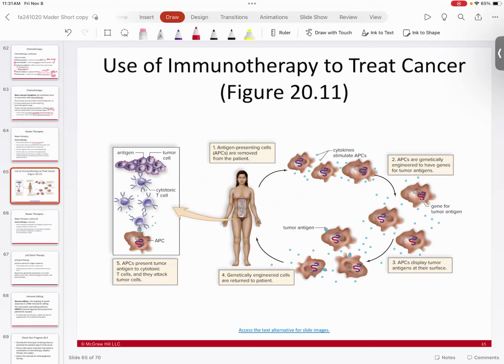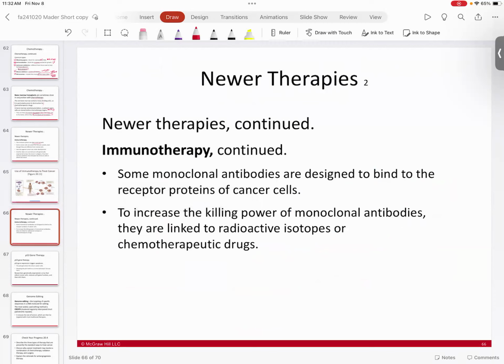So you essentially have the APCs, the antigen-presenting cells, removed from the patient, and then these are genetically engineered to have the genes for the tumor antigens, right? So they basically add the tumor antigen in there. And then these APCs will display that tumor antigen on their surface, just like a normal immune system. And then these genetically engineered cells with now the tumor antigen on them are going to be implanted back into the patient, where they are basically going through the normal presentation strategy to tell the immune system, look at this and attack. And then it'll attack the tumor. It's not unlike taking an attack dog, giving them the smell of a target person, and then telling them to go attack. So when they find that smell, then they go and attack them.